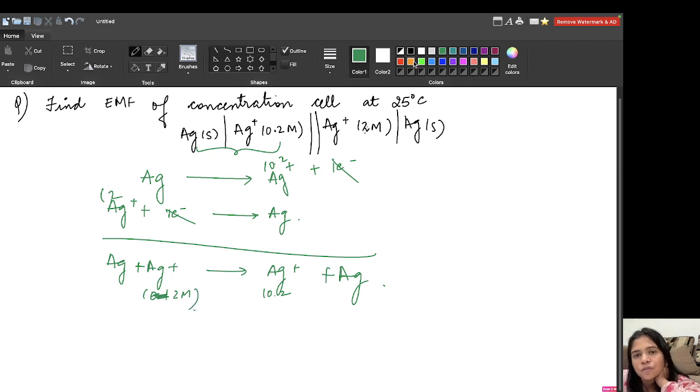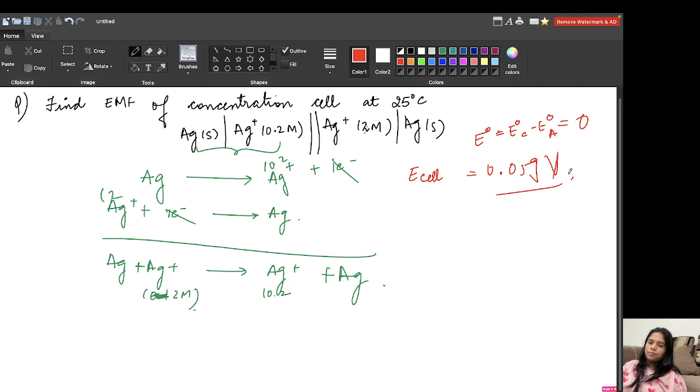Now why have they not given us the E naught value? Because it's the same cell. So E naught of cathode minus E naught of anode will always be 0. So just substitute all the values, and your answer should come as 0.059 volt. So this is how you solve the Nernst equations and find the EMF of all the cells.